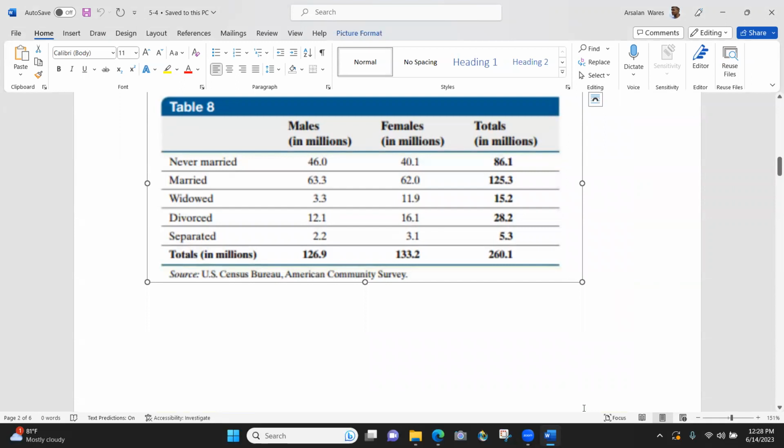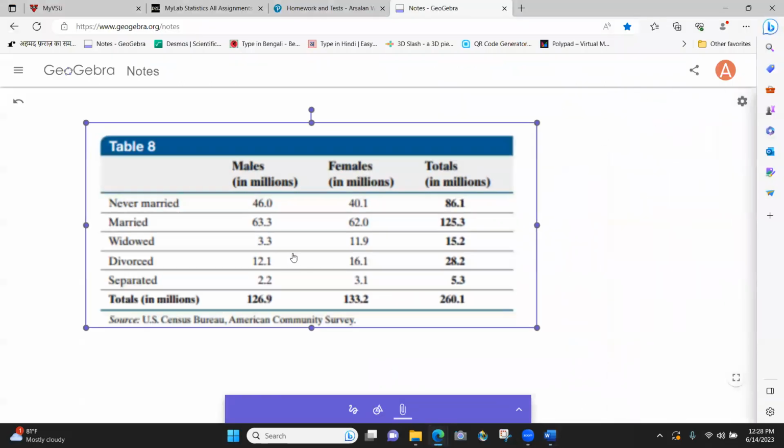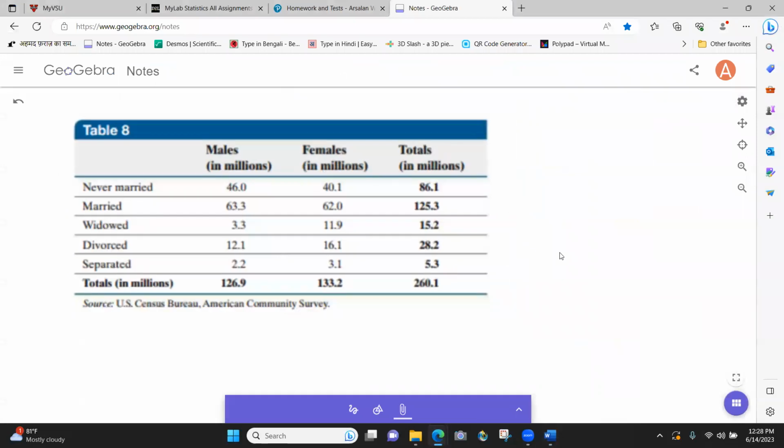So let's try a problem. This is also from your book. I'm going to make up some of the questions. This is Table 8, and your book has a bunch of problems on Table 8. I'm going to make up the problems, but I do want you to understand what the table is about and what kind of questions I can give you on the exam.